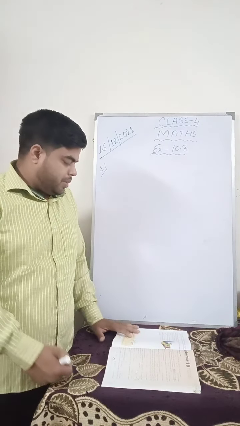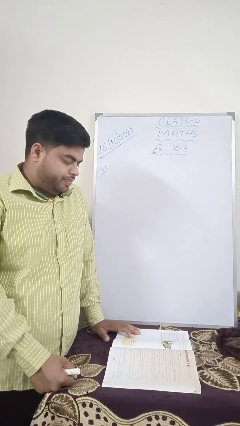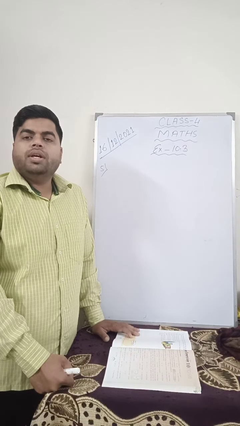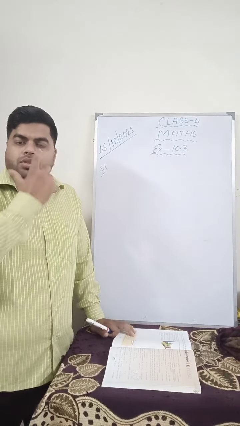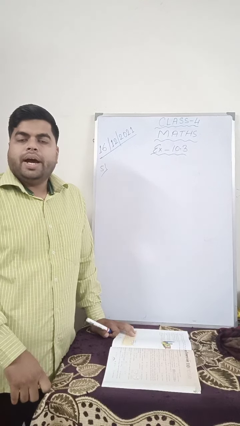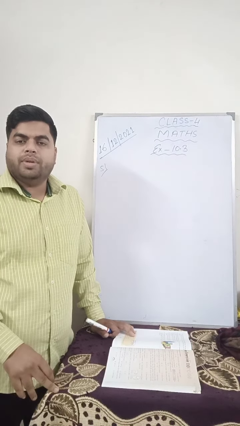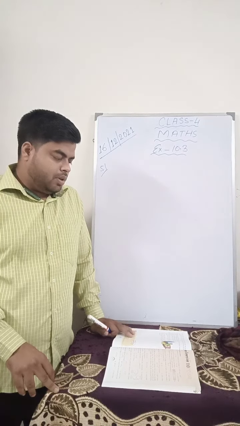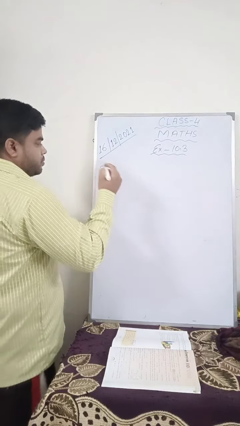In question number 5, they have said Suman's mother needs 3 liters of orange juice for her birthday party. The juice is available only in 250 milliliter cartons. That means total juice required is 3 liter, and the capacity of one carton is 250 milliliter. So how many cartons does she need so that she can fulfill her requirement? So let us start.